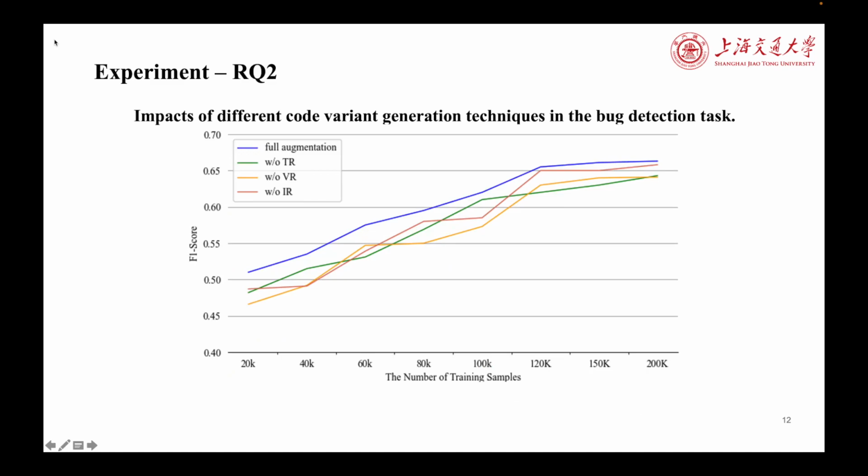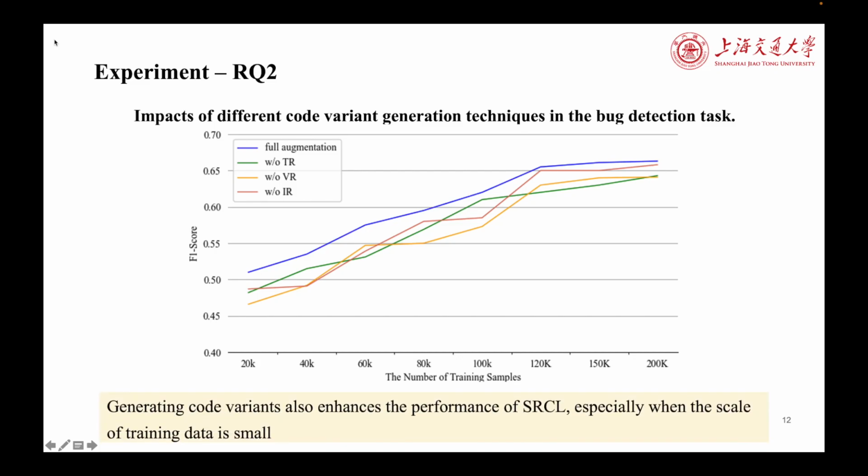What's more, we conduct an experiment on various fractions of training data. We can observe that the generation of code variants is more effective on small training datasets. This is because small training datasets are more likely to overfit training data than larger datasets.